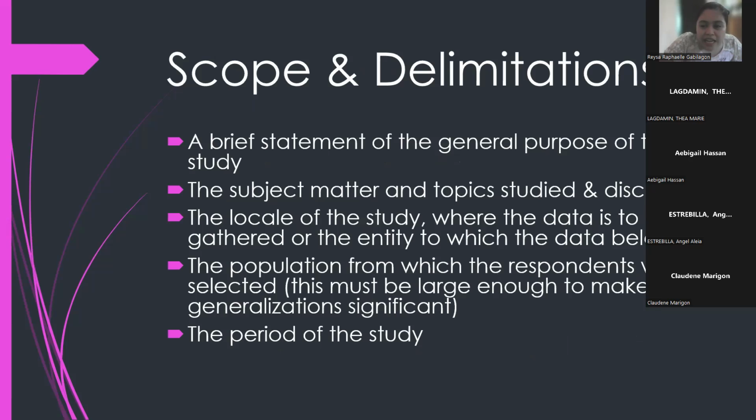So ano yung kailangan i-include sa scope and delimitation? Andito na naman si general purpose or objective. Uulitin mo na naman siyang i-state sa research mo. And then you also have to include a very little information about your topic. And take note, the research locale. What do you mean by research locale? It is where you are going to conduct your study. It is where you are going to gather your data. So you have to properly identify that in your research. And then the population or your respondents, you also have to identify that.